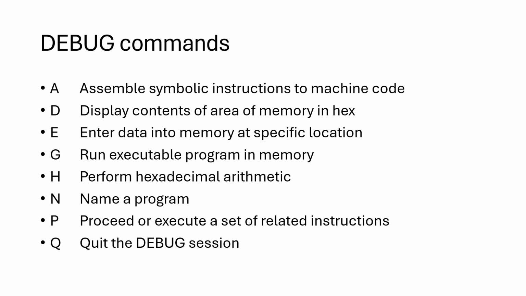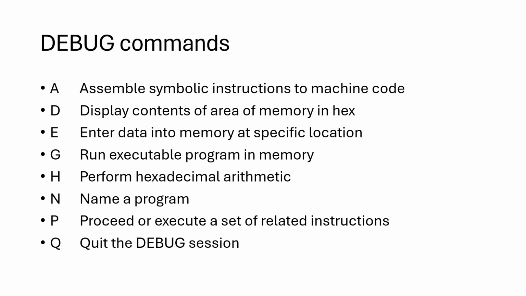Then we have E for entering data into the memory. Along with that, we have to specify the location also, at what location we have to enter this data. Then we have the G command. It is for running the executable program in the memory. So just to remember, you can remember G is for go. Then we have H for performing hexadecimal arithmetic. We have N for naming the program. P for proceeding or executing a set of related instructions.